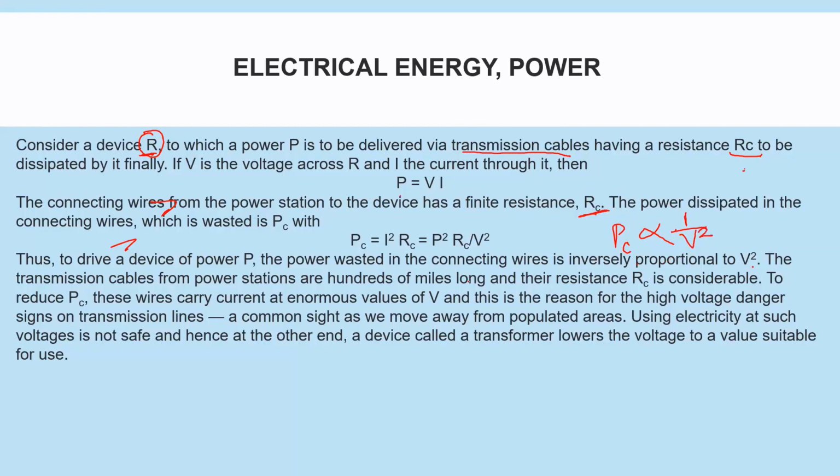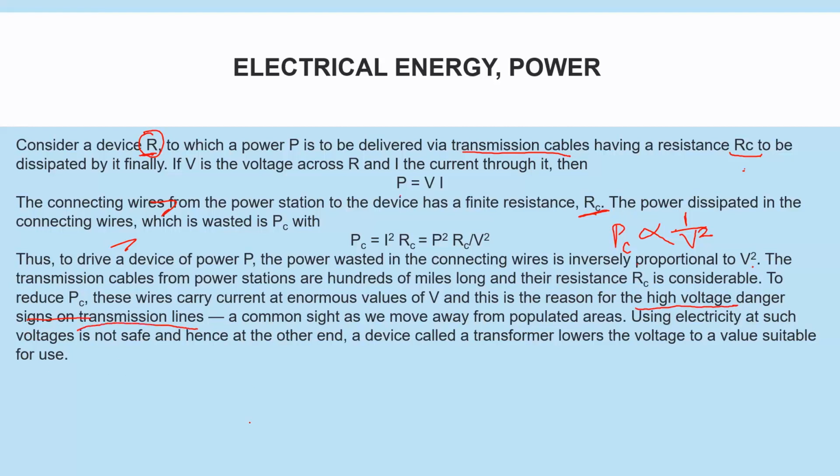Since these power stations could be very far away from the place where we want the power, and the resistance is a considerable value, to reduce PC we have to ensure that the voltage being passed through the wires is huge in value. That is why we see high voltage danger signs on transmission lines.